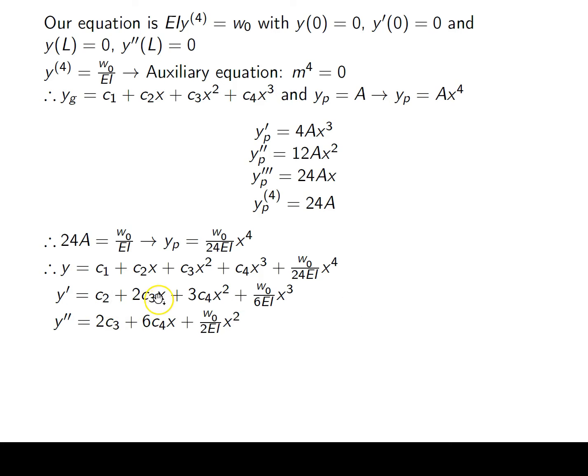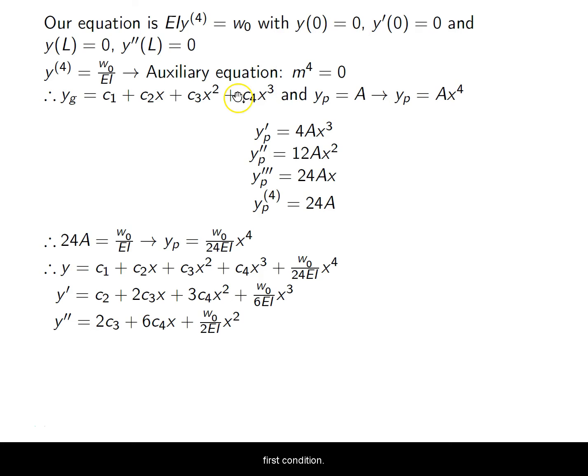So you should get this for the first derivative. c2 goes away, this x goes away, this turns into 6. Here, 3 over 6 is now 2, and this drops down to power. So this is as far as I have to go with the derivatives. Okay, so now I got to apply my conditions.